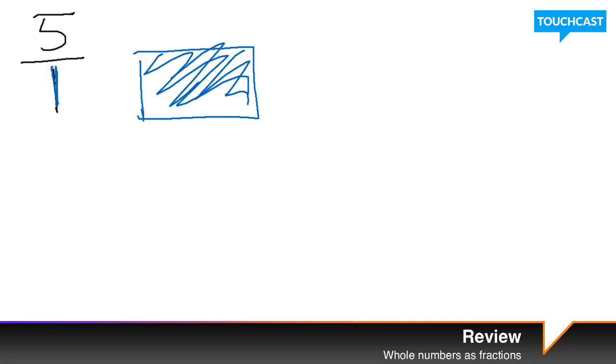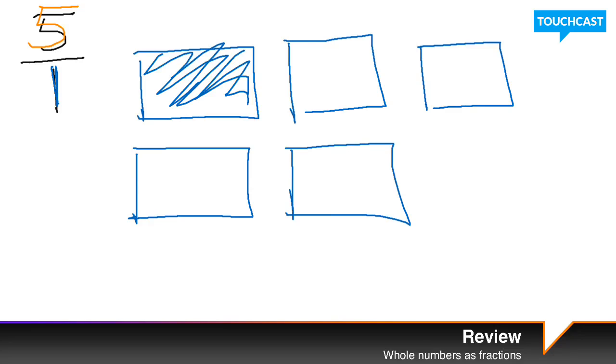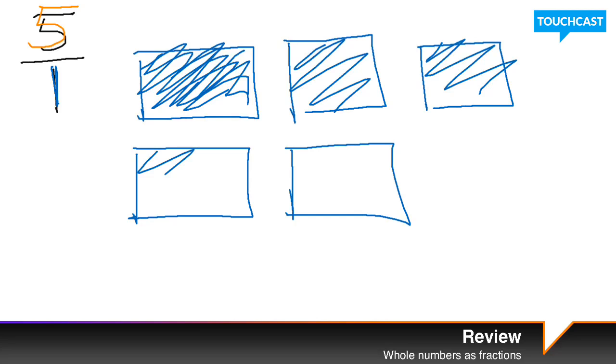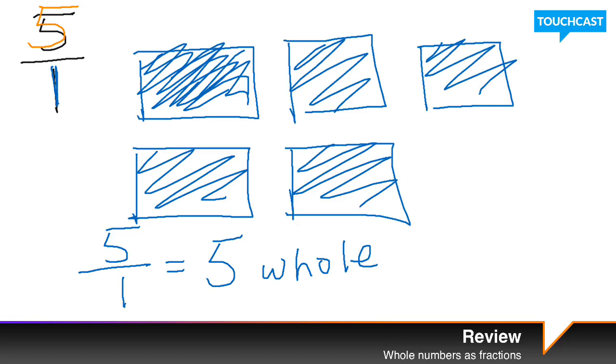And I know my numerator, I'm going to do this in a different color, is how many parts we're talking about. So I have, this is one part, let's draw the rest. 2, 3, 4, 5. So I have 1, 2 wholes, 3 wholes, 4 wholes, 5 wholes. Oh my goodness. So 5 over 1, conversely, is equivalent to 5 wholes. I wonder if this works with everything. Let's take one more problem.